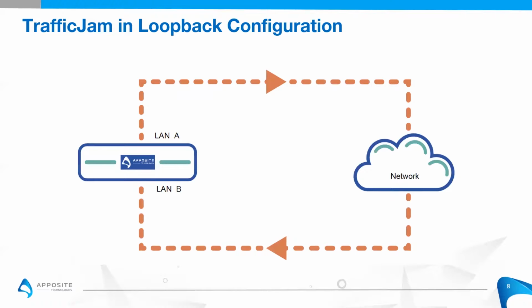So this is the diagram we had a couple slides back. This is our loopback configuration. In a real world environment, you would plug in LAN A on the back of the TrafficJam, and it would go into your network. And then out of another side of your network would plug into LAN B. So when we do our demo in a second here, you're going to see LAN A send traffic out into the network and then receive its own traffic into LAN B.